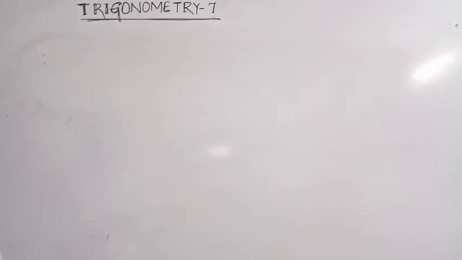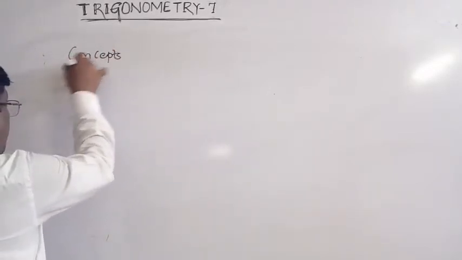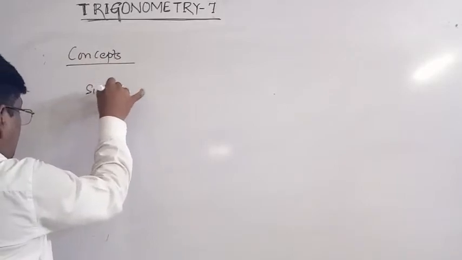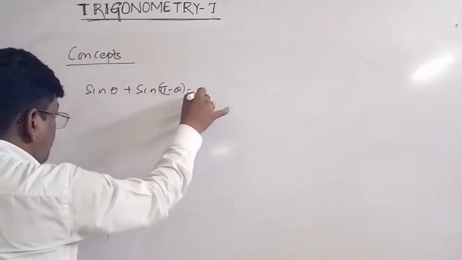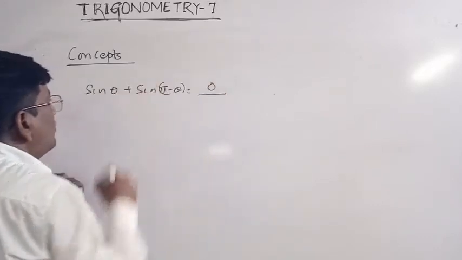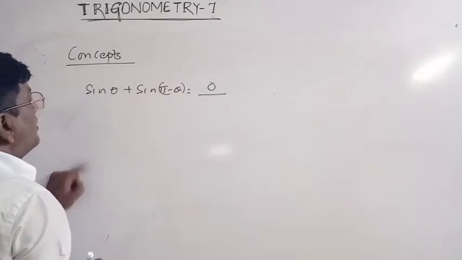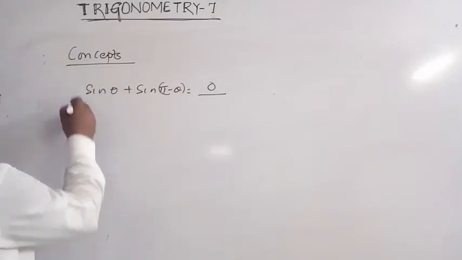Okay, now another question, another concept. Sin theta plus sin of pi minus theta is equal to dash. Sin pi plus theta is minus sin theta, so this is 0.